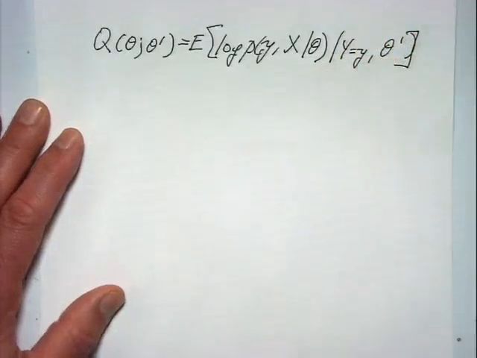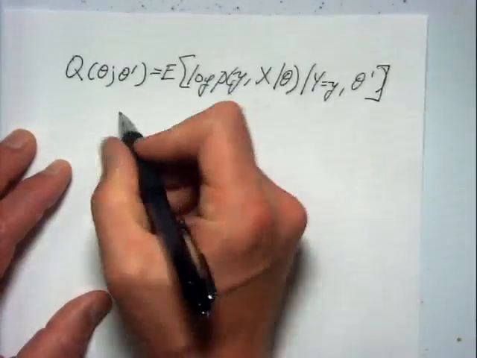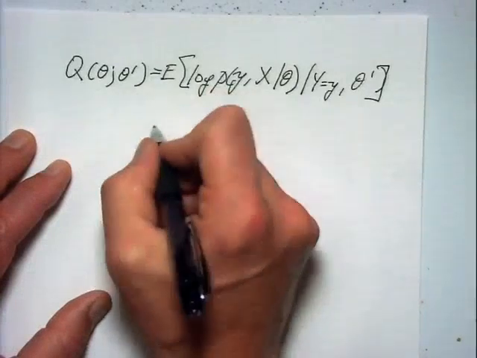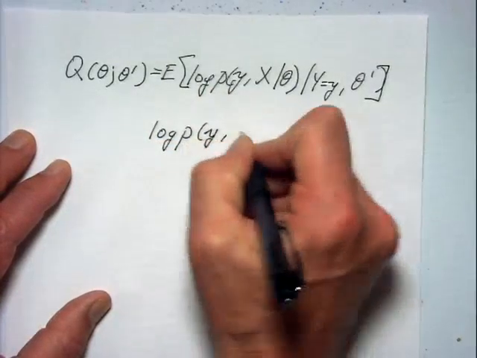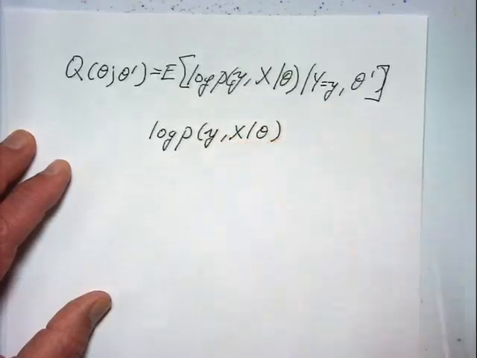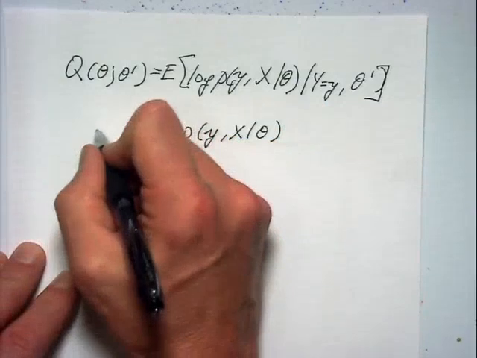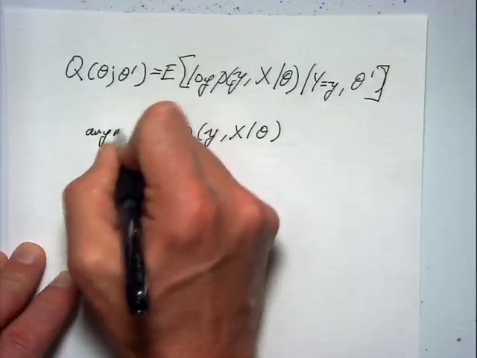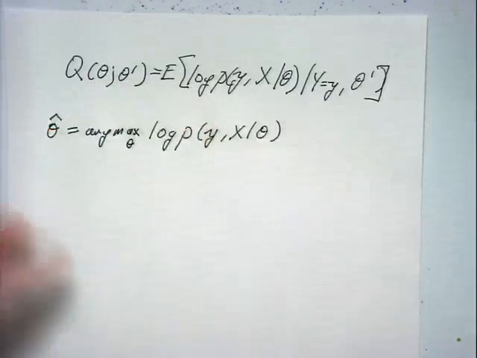Okay, so let's look at this expression here for the Q. What is it saying? What you'd really like to have is the log of P of Y, X given theta. You really, really would like to have that, because then you could compute the maximum likelihood estimate. You'd say the arg max over theta, and that would be theta hat, and you'd be done, right? But you can't do this.